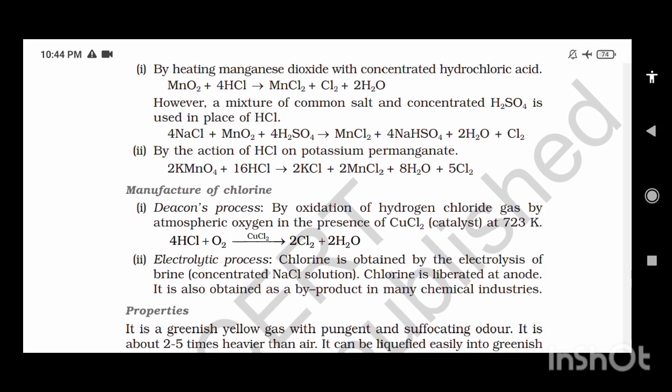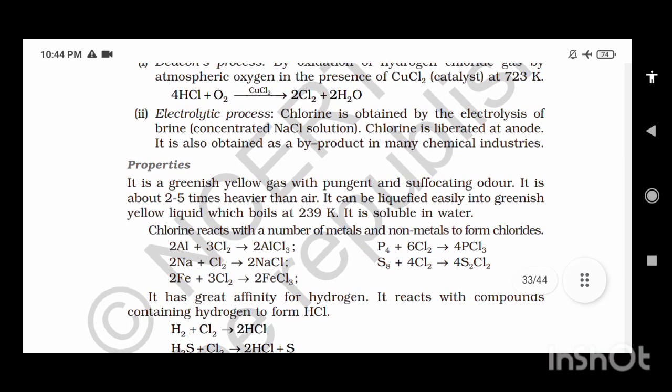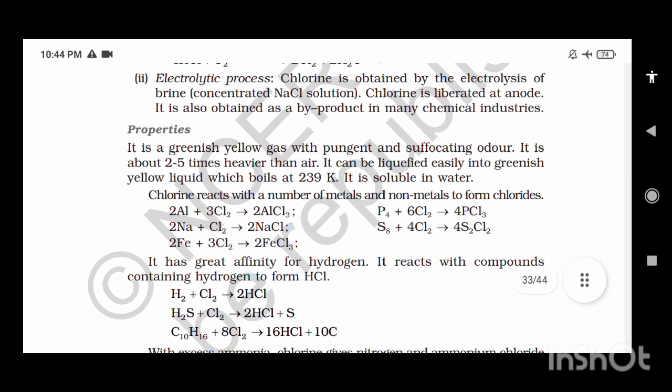Manufacture of chlorine. Deacon's process: by the oxidation of hydrogen chloride gas by atmospheric oxygen in the presence of CuCl2. Electrolytic process: chlorine is obtained by the electrolysis of brine. Chlorine is liberated at the anode. It is also obtained as a byproduct in many chemical industries.